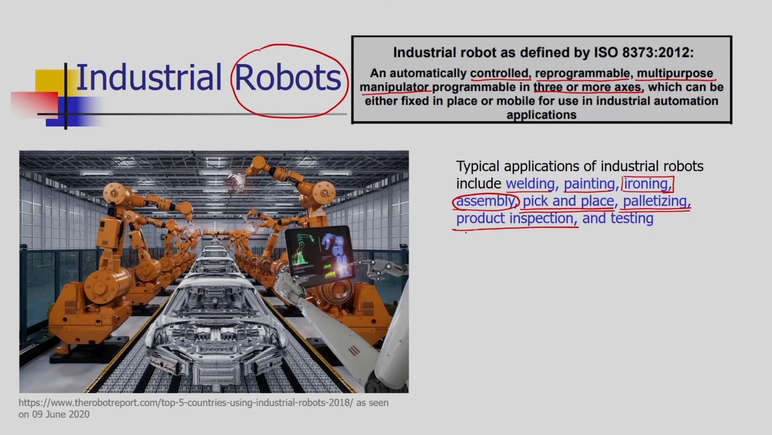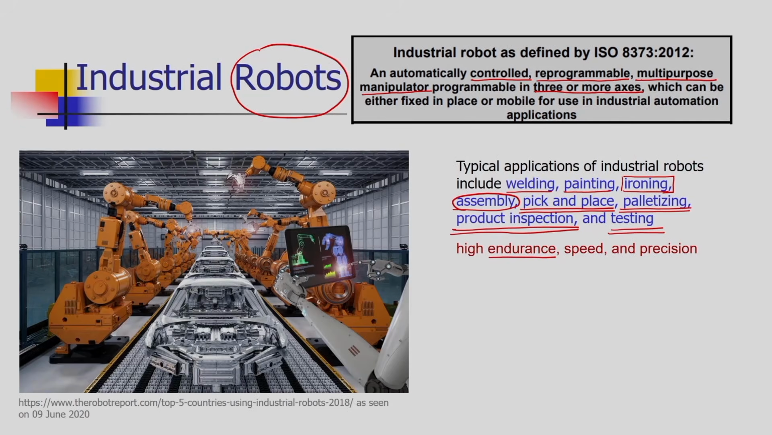Inspection, in coordinate measuring machines the robots are used, CMM. In testing, so variety of testing can be done on the work parts using the industrial robots. Why the robots are widely used, why they are popular? They do have high endurance.